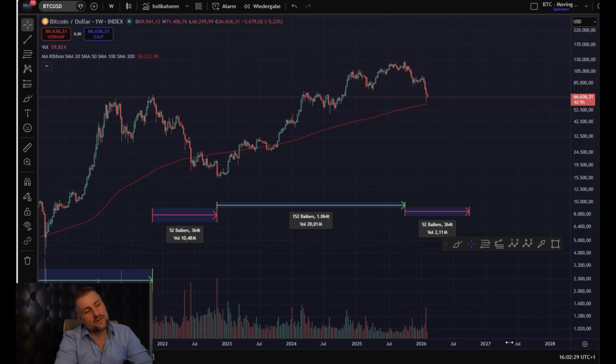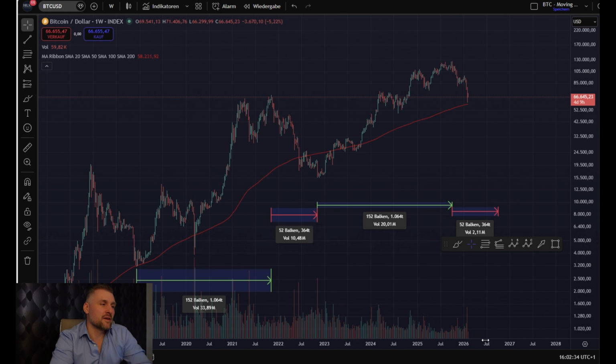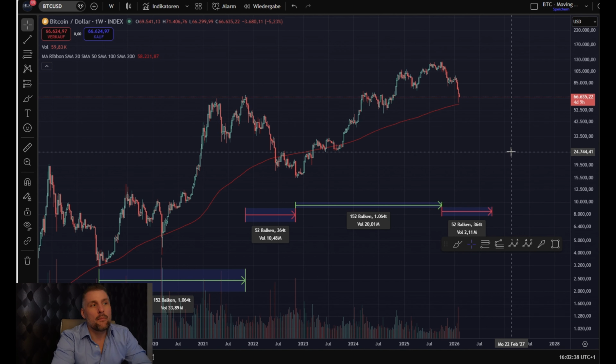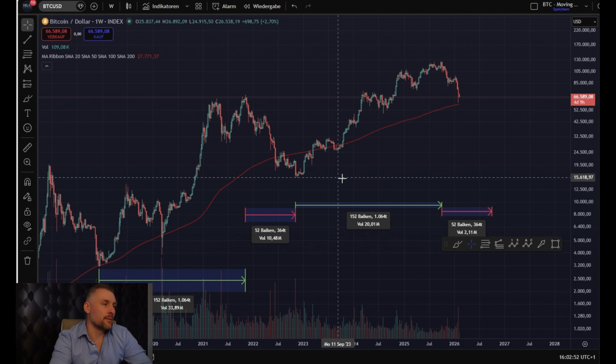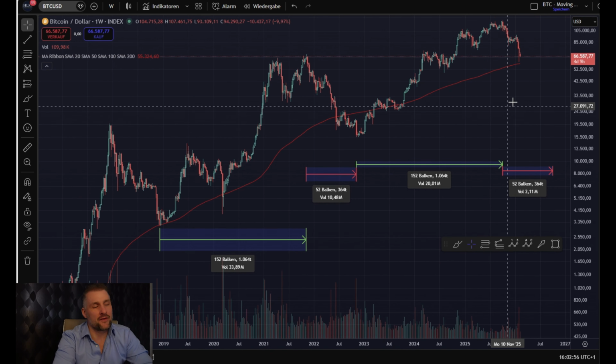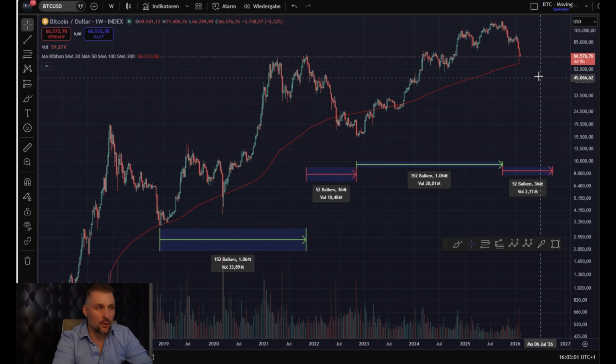I mean, when you see this data, you have to decide for yourself if that is a cheap price for you. But from a data point of view, I think we could definitely see some cheaper prices, especially when we see the data in terms of the 200-week moving average. I think we have a high chance that we break below.